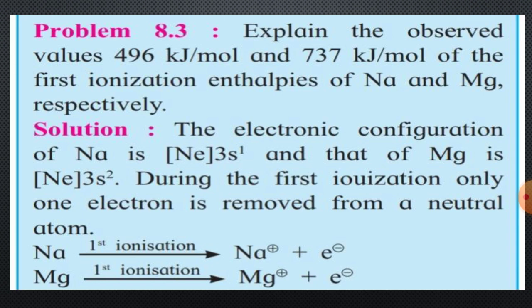So here during the first ionization only one electron is removed from a neutral atom. How many electrons will be removed? We have the value for first ionization enthalpy, so only one electron will be removed from that particular atom. Sodium, in first ionization, will lose one electron and get converted into Na plus, that is sodium cation. While magnesium, in first ionization, will lose one electron and get converted into Mg plus, Mg cation.